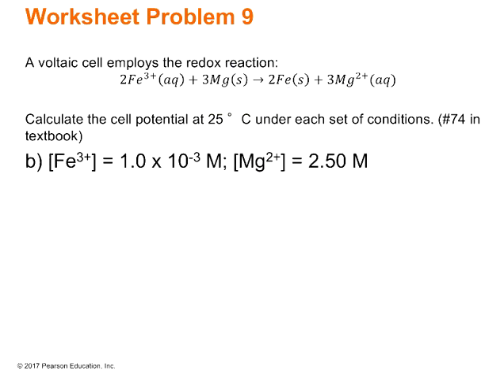Okay, so now let's figure out E cell for a reaction where the concentrations of the ion solutions are not 1 molar, they are different. So for this one, we need to use that Nernst equation.